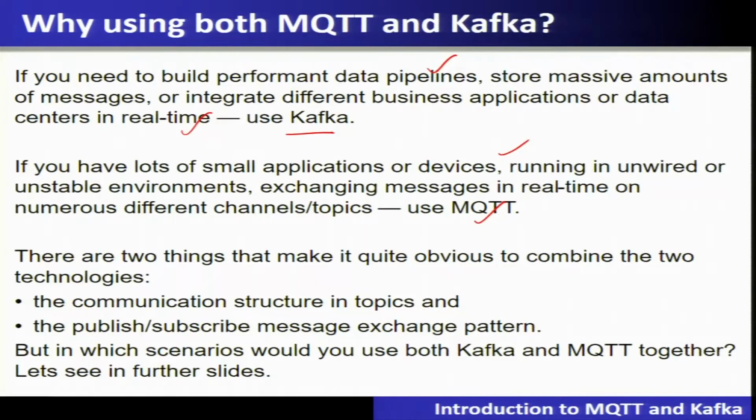For example, in an IoT end to end application, we have to see whether MQTT and Kafka can be used together in building this kind of IoT system. There are two things that make it quite obvious to combine these two technologies. The first is the communication structure in topics and the publish subscribe message exchange pattern. But in which case would you use both Kafka and MQTT? Let us see that reasoning in more detail.